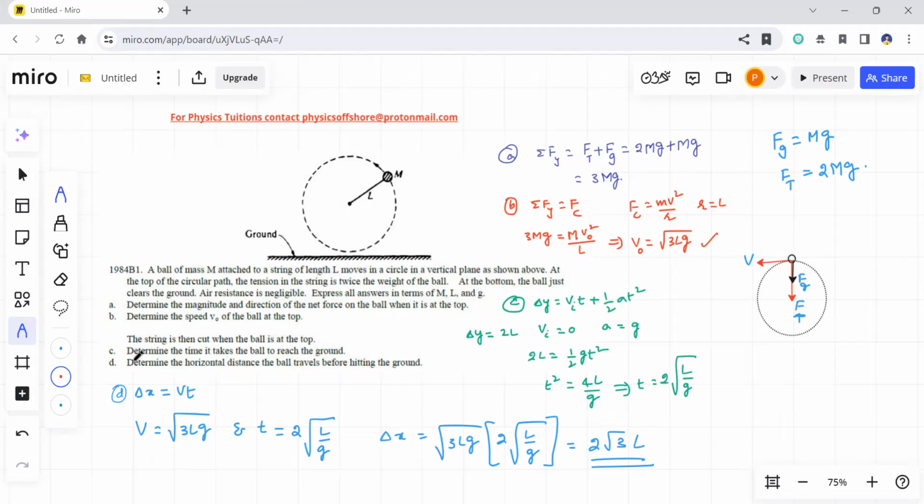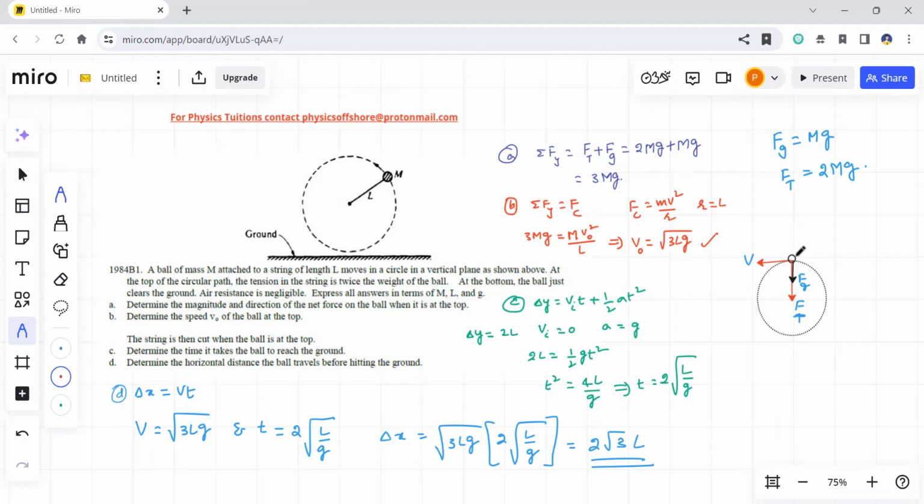Now the third bit. When the ball is at the top, the string is cut. Now we have to find out what happens when the string is cut. The ball falls down. Am I right? It will not negotiate the circle, but it takes projectile motion. When it is projectile motion, we have to use the kinematic equation: delta y is equal to v i t plus half a t square. Here the ball has only horizontal velocity, no vertical velocity.